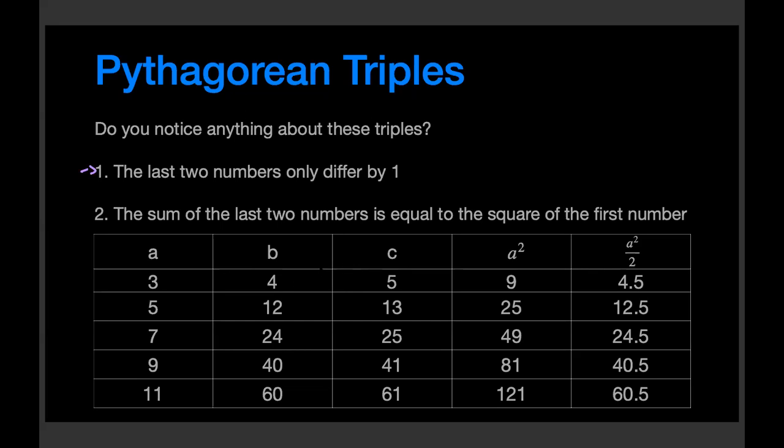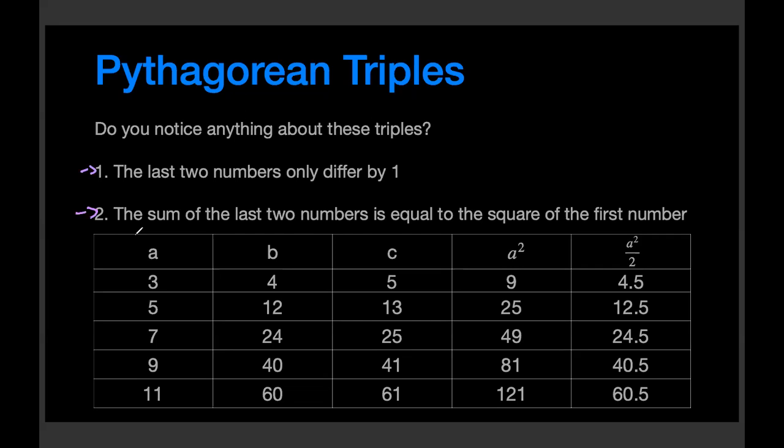So 4 and 5 are the last two numbers. Let's add these together. 4 and 5 is 9, right? That's the same thing as 3 squared. 12 plus 13 is 25. That's the same as 5 squared. That's a pretty crazy pattern, right? I think that's pretty awesome, because it keeps working. Whenever we do it for any of these triples that we're given, it follows these two rules.